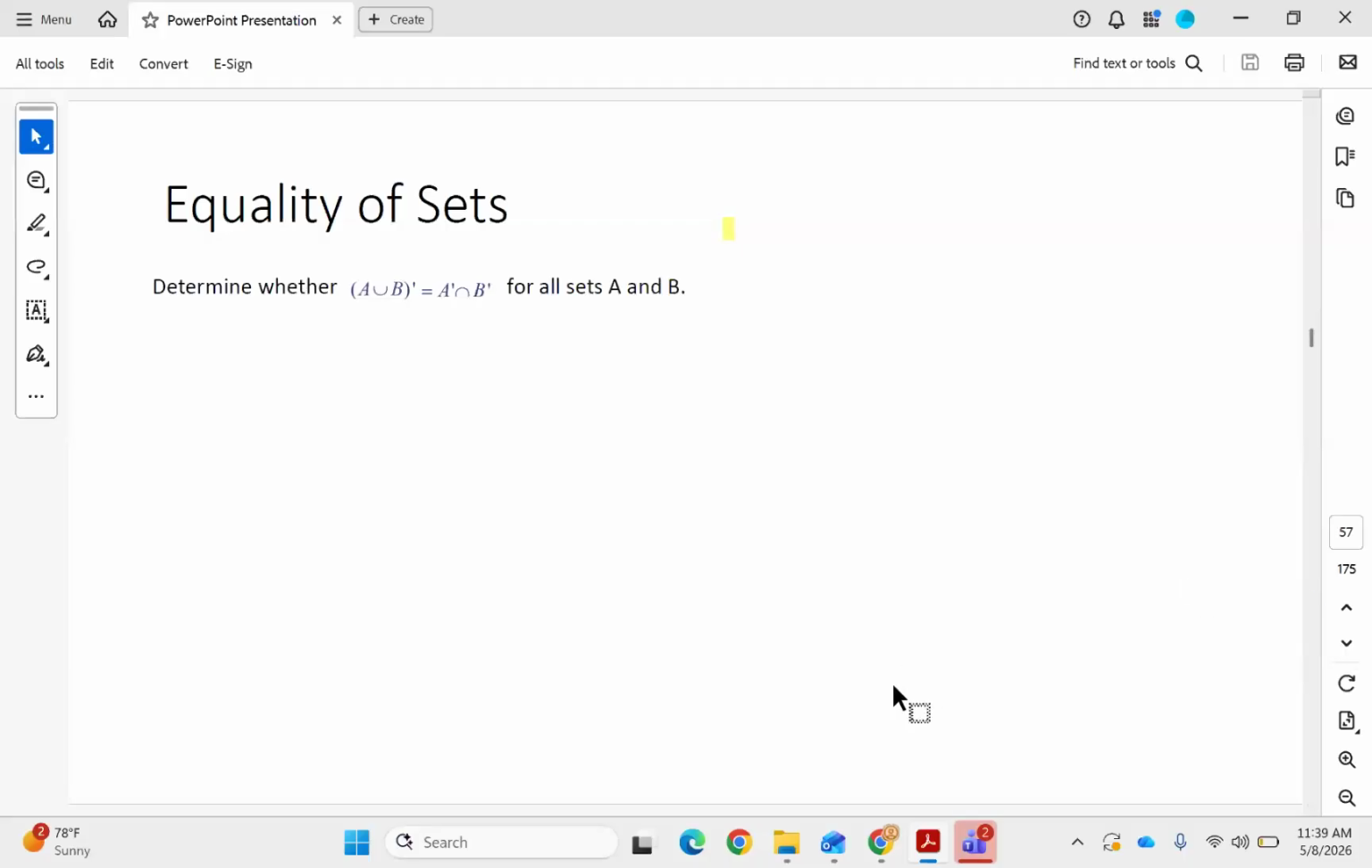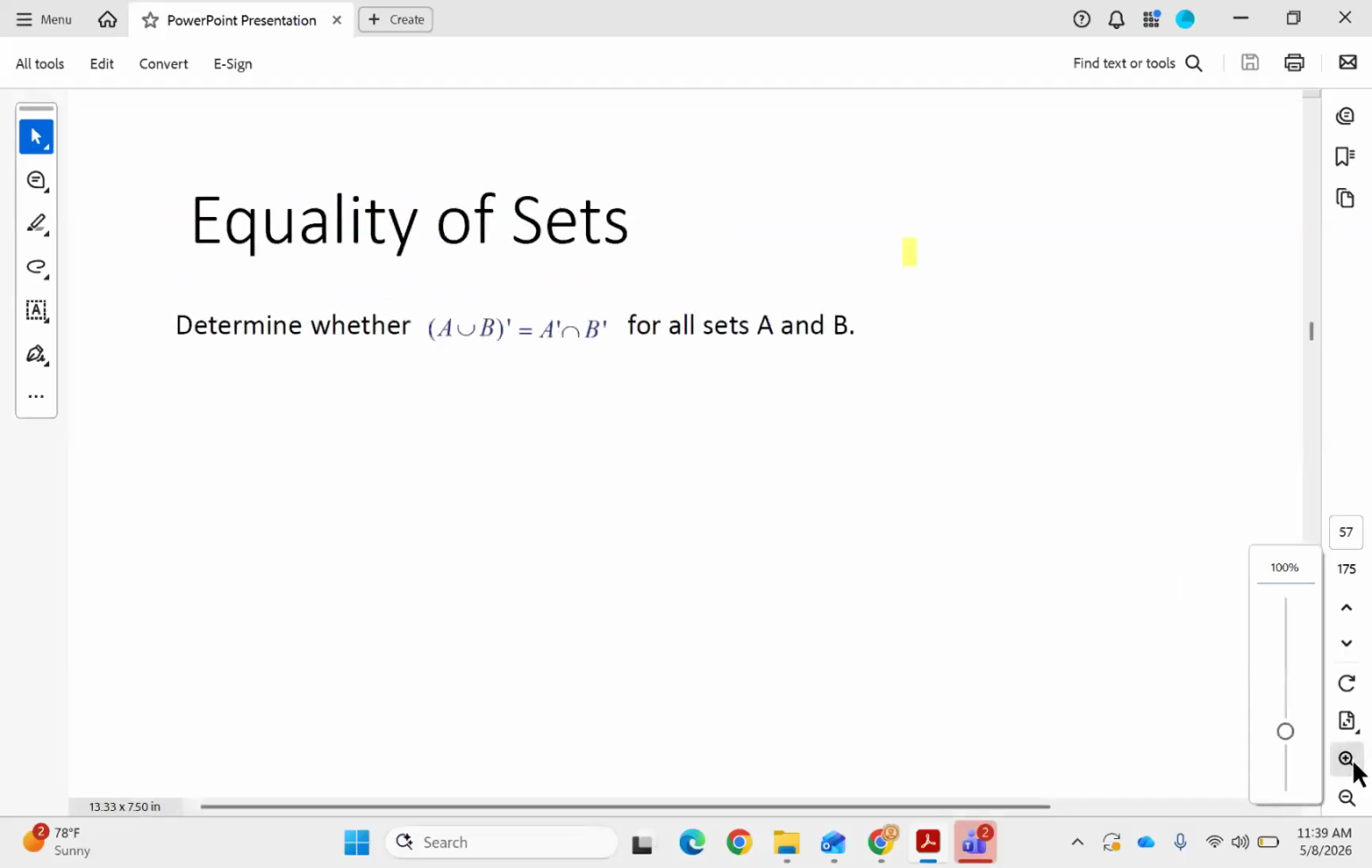We also have special formulas. Let me increase this a little bit. These are called De Morgan's formulas. And there are special formulas that tell you that if you have the complement of a union, this is equal to the intersection of the complements. So it gives you a way to find a set in different ways. You can first do the union and then the complement, or you can do the complements and apply the intersection.